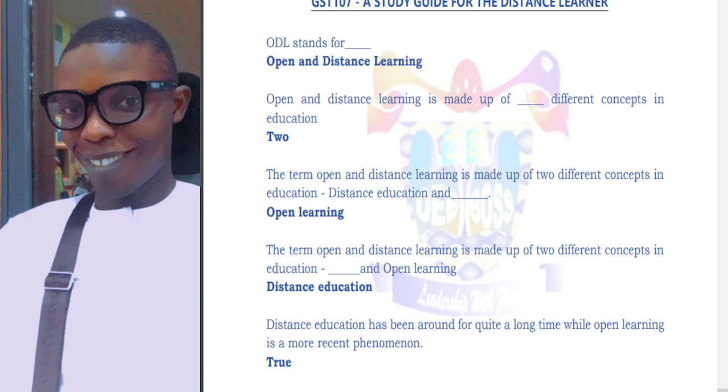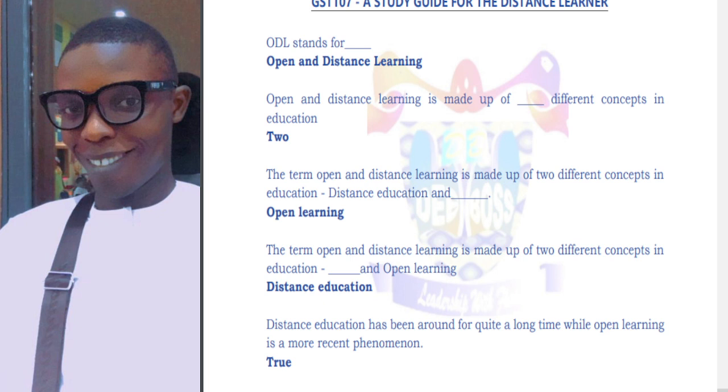Now, open and distance learning is made up of two different concepts in education. And what are these two concepts? They are distance education and open learning. These are the two principal concepts that make up open and distance learning.